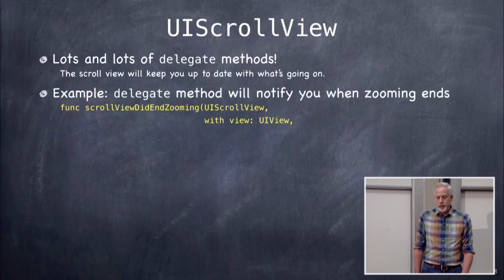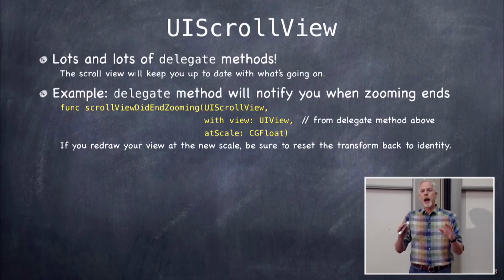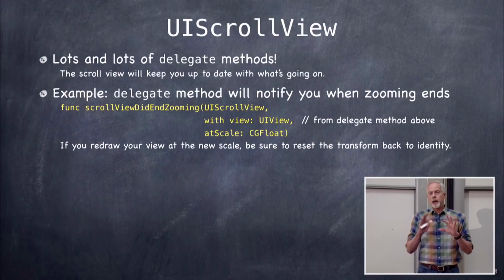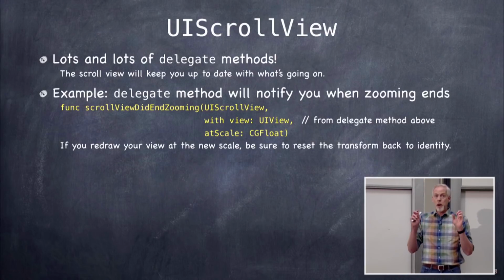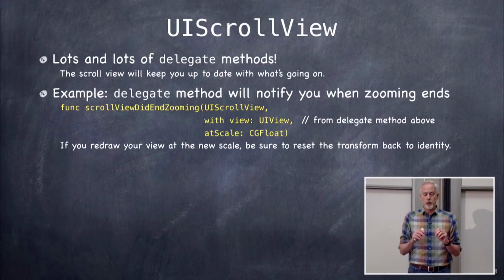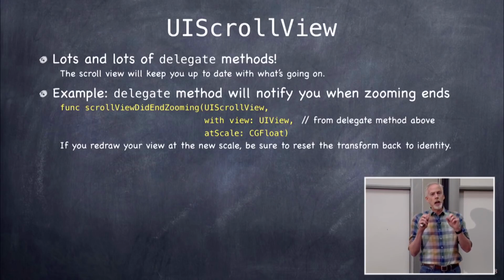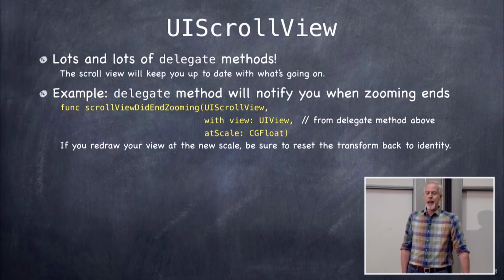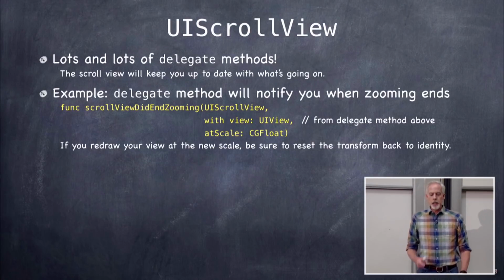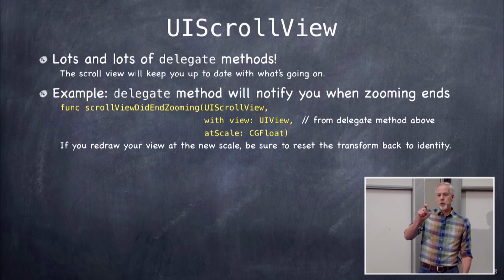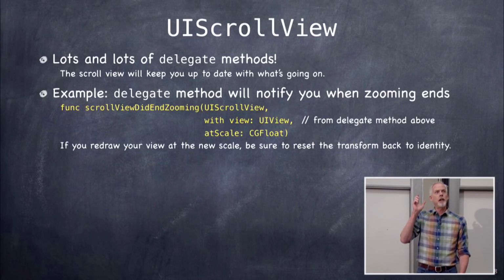All right, so Scroll View has a lot of delegate methods, like 12 or 15, somewhere in there. I'm not going to talk to you about all of them. You already met one of them. That's view for zooming in Scroll View. But here's another one, just to give you an example. This one's called scrollViewDidEndZooming with view at scale. And this gets sent to you when the user pinches and then lifts the fingers up.